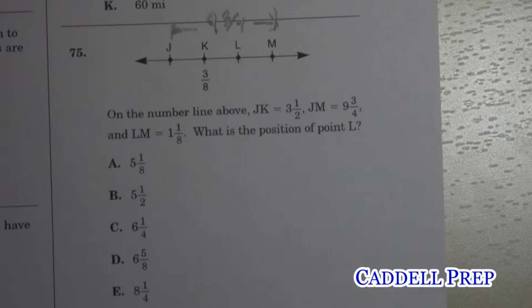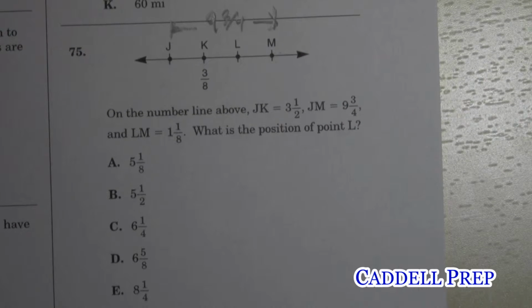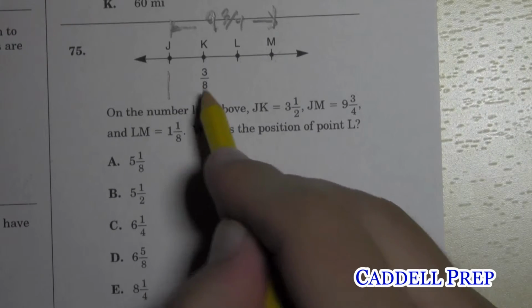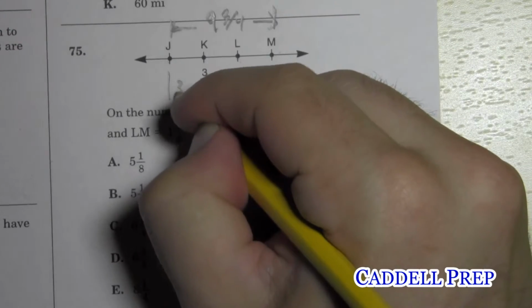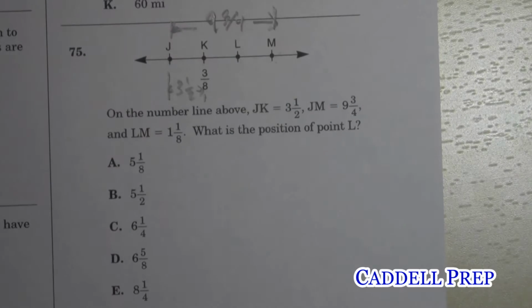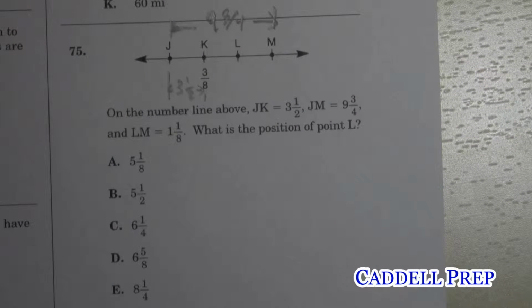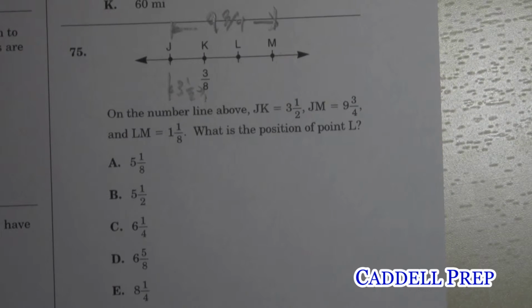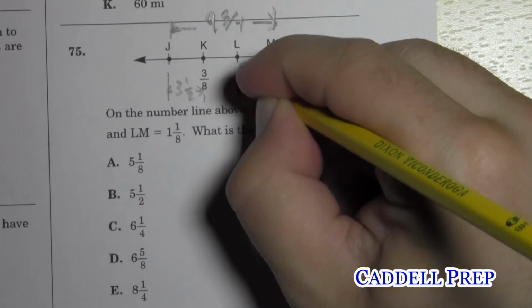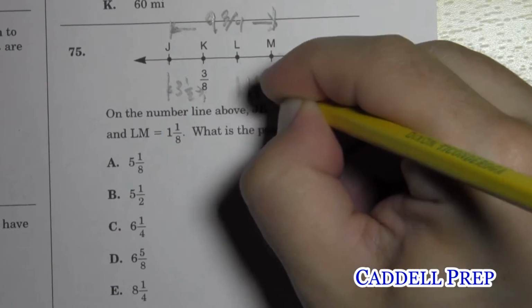Okay. Then JK is 3.5. So from here to here is 3.5. And then LM is 1 1/8. From here to here is 1 1/8.